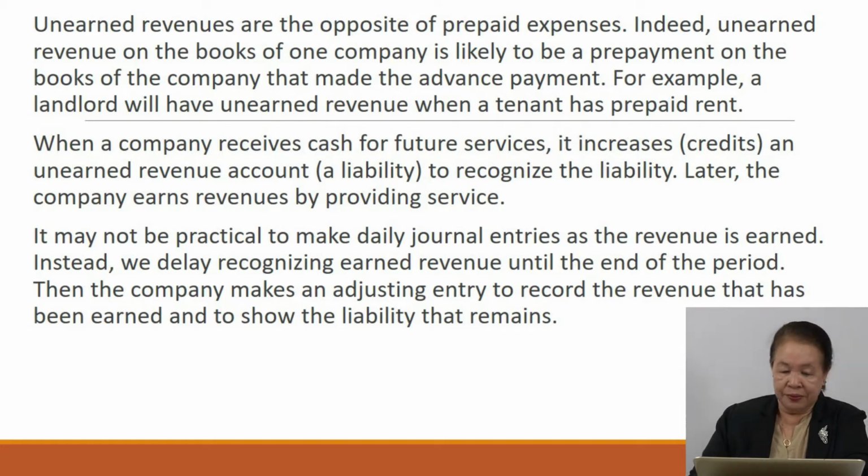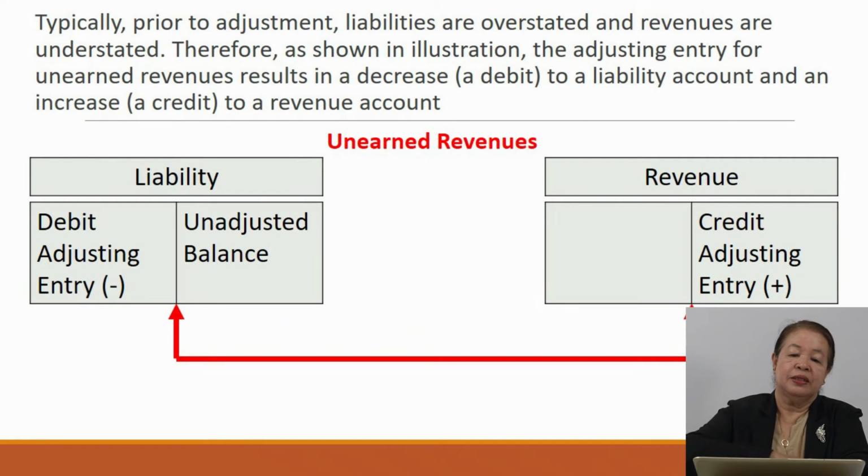So, ito yung magiging adjustment natin on the unearned revenues. So, unearned revenue is a liability account. So, when you debit the adjusting entry, binawasan mo yung unearned revenue, no? Pag ang revenue naman is a credit account, no? Nasa credit account siya ng income statement. So, pag nag-credit ka naman, dinadagdagan mo.